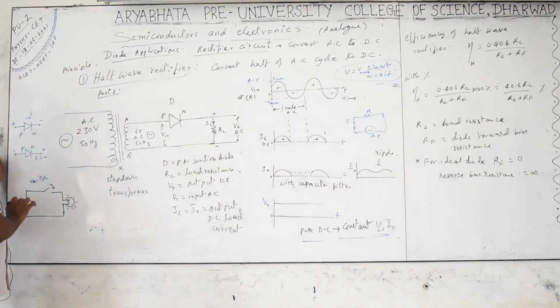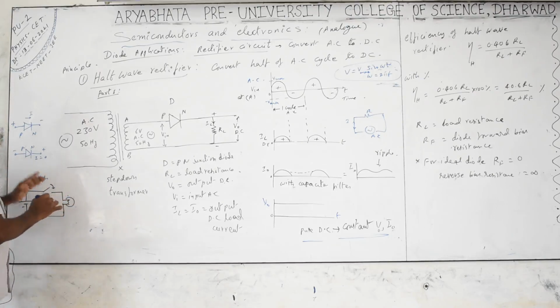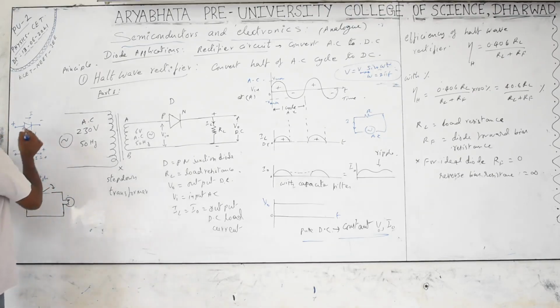Diode acts as a switch. If you take a battery connected to a bulb, if the switch is closed, current passes and the bulb glows. When the switch is opened, the bulb will not glow. So the bulb glows only when current is passing through it, that is, when the switch is closed. Open switch, bulb does not glow. And a diode functions as a switch.